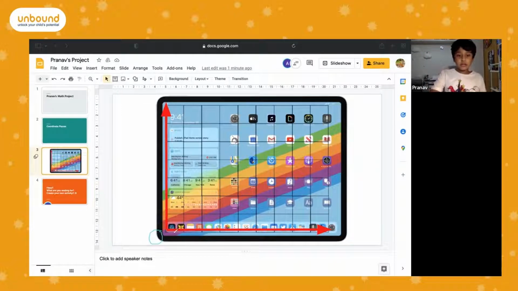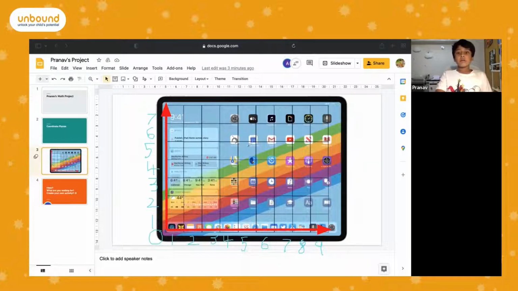Now let's start writing the coordinates. 1, 2, 3, 4, 5, 6, 7, 8, and finally 9. Now we do the same thing, except now it's for the y-axis. 1, 2, 3, 4, 5, 6, and then 7.